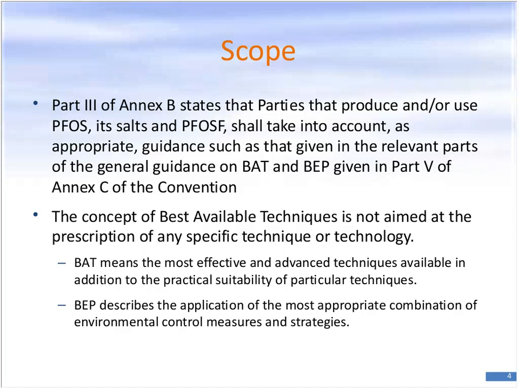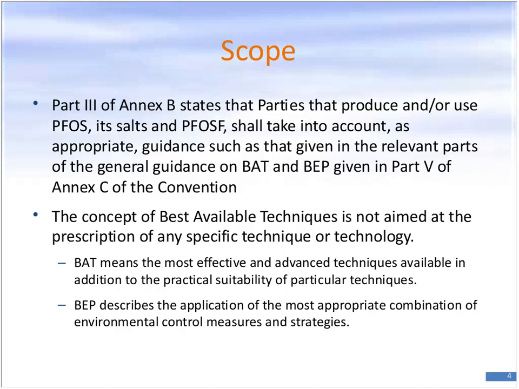So the concept here of best available technique is not really aiming at prescribing any specific technique or technology, but BAT means most effective and advanced technique available in addition to the practical suitability of this particular technique within the different national contexts. Best environmental practices describe applications of the most appropriate combination of measures or strategies as per, for example, in Article 5 of the Stockholm Convention.